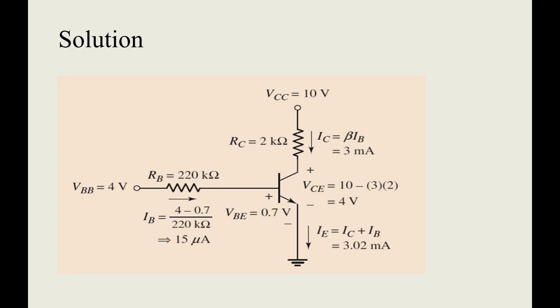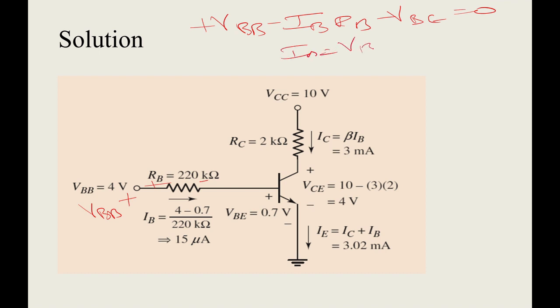Okay, so when you apply the equation, I already said how you apply it. By applying KVL on the input side, you get this equation. Here you have VBB, entering at a plus and leaving at a minus, and IB RB, entering at a plus and leaving at a minus, minus VBE equal to 0. From this equation, IB is nothing but VBB minus VBE divided by RB.